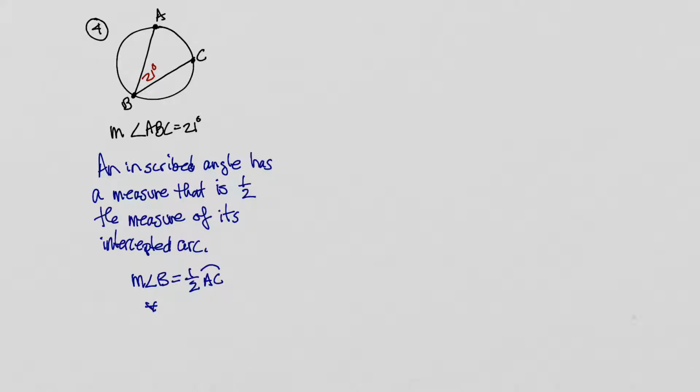So if we multiply by 2, we will get 2 times the measure of angle B is equal to the measure of that arc. Angle B is 21 degrees. That'll be the measure of that arc. So we get 42 degrees is the measure of that arc.